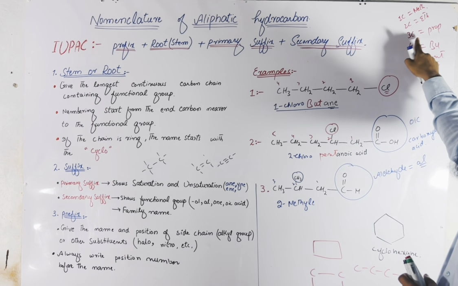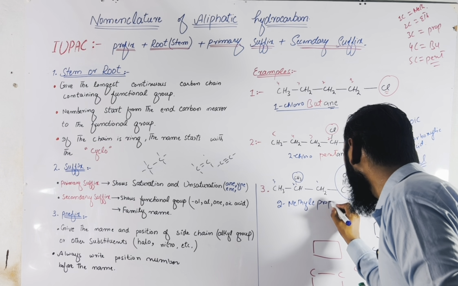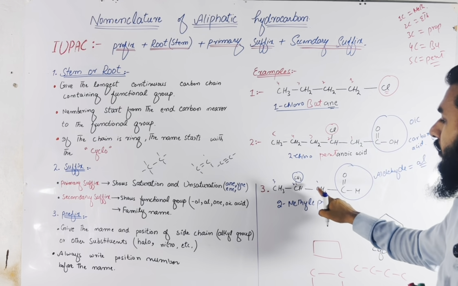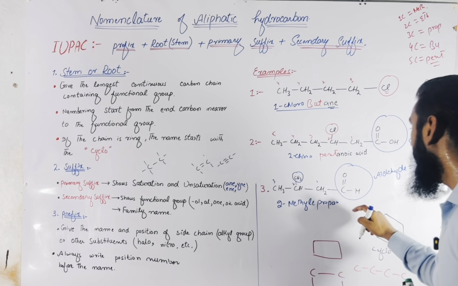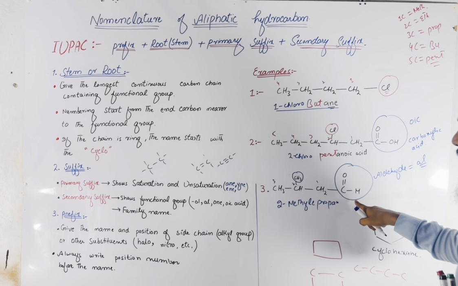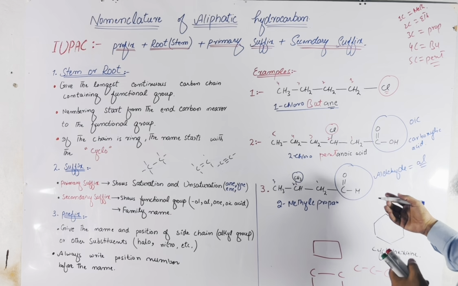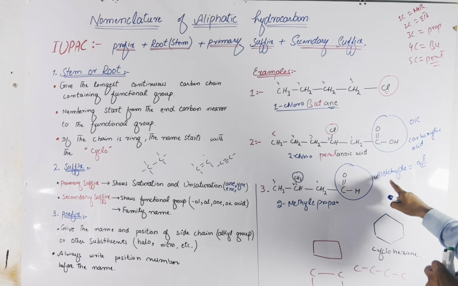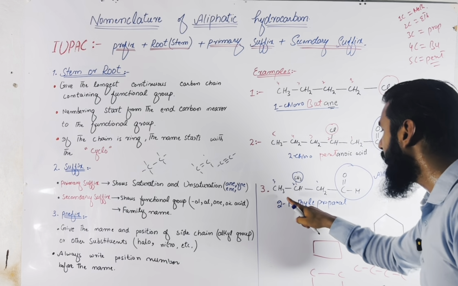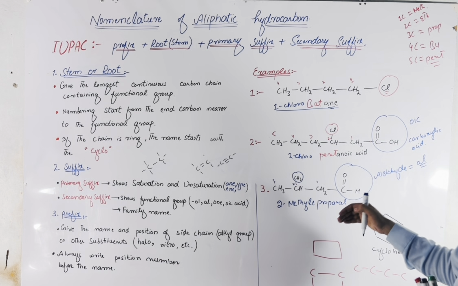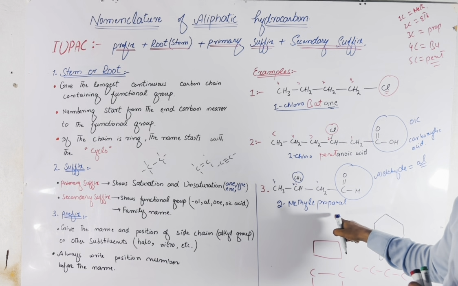Now we use the stem or root name. The stem name is 1, 2, 3: a 3-carbon compound is called prop. It contains all single bonds, so we use the word "an". Now it contains the functional group aldehyde, for which we use the word "al". So the whole organic compound name according to the IUPAC nomenclature system is 2-methylpropanal.